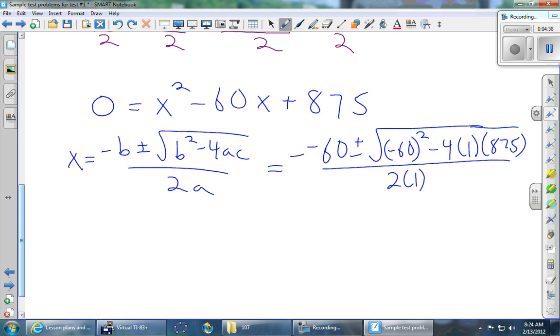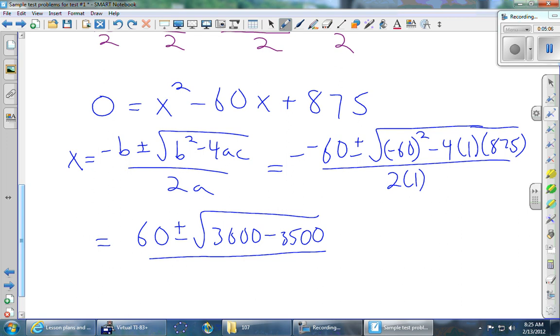Okay, so let's see if we can do some more here. Equals, that becomes a plus 60 plus or minus the square root of 60, negative 60 squared is positive 3600. Be really careful if you're going to type that into the calculator that you put parentheses. And then we need 4 times 875. So minus here, so what do we get? I think that's 3,500, all divided by 2. So this is 60 plus or minus the square root of 100 divided by 2.